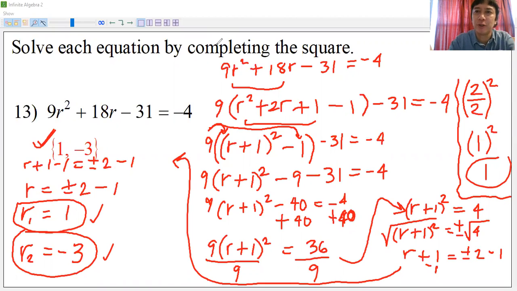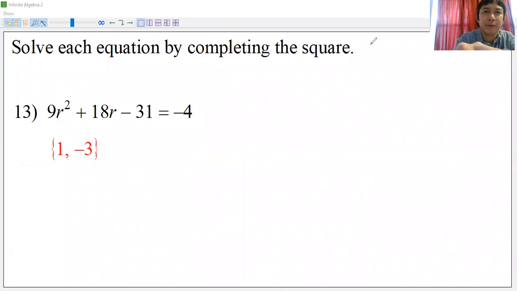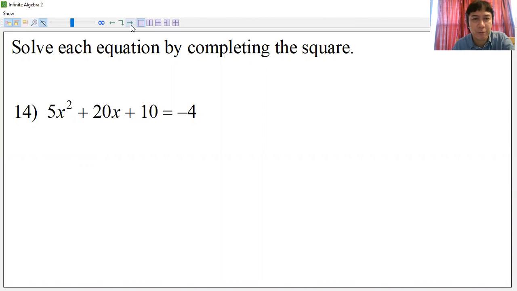Let's continue with 14. Now here's 14. 5x squared plus 20x plus 10 equals negative 4. Solve by completing the square. Okay, let's start from the given. 5x squared plus 20x plus 10 equals negative 4.